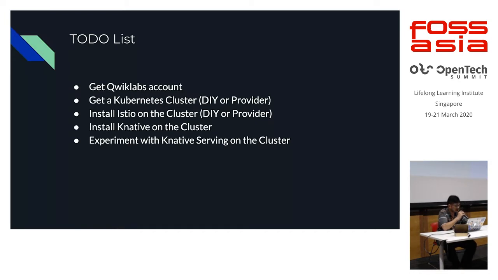So to get started, we want to get our hands a bit wet to find out what this Knative thing is all about. First things first, we want to get a Qwiklabs account. This Qwiklabs account provides free one month access to Google Cloud so that you can try things out. And because this is FOSSASIA, we want to do the whole thing from scratch. So we'll spin up a whole Kubernetes cluster without relying on GKE or anything, then install Istio, install Knative on top of that, and finally experiment with Knative serving.